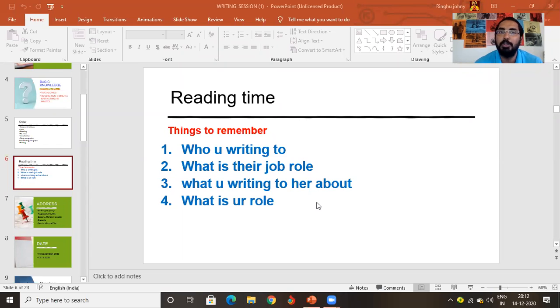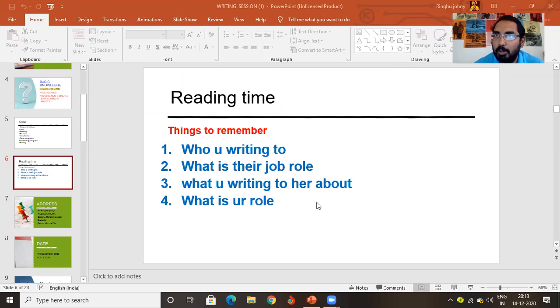So what you will do? Things to remember. Who you're writing to? What is their job role? What are you writing to her or him about? Or what is your role? Appo naalu kaaryangal, four main things. Who you're writing to means who you are writing the letter to. Maybe the name is there. For example, you are writing a letter to Mr. Ringo Johnny. So who you're writing to is Ringo Johnny.